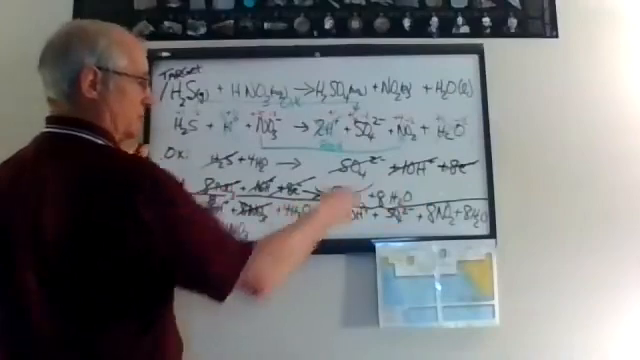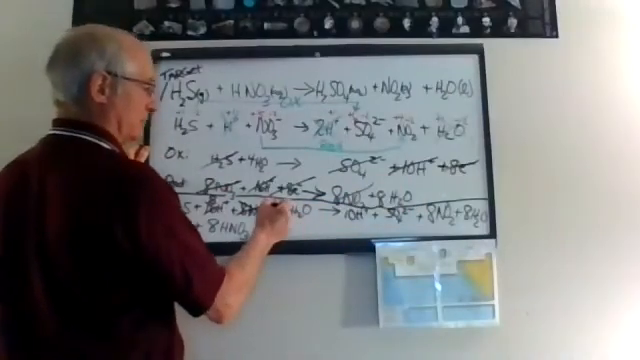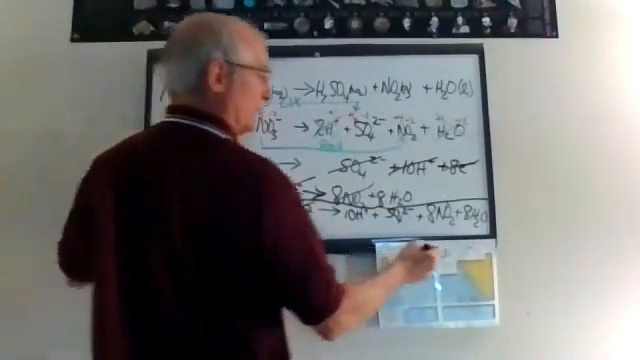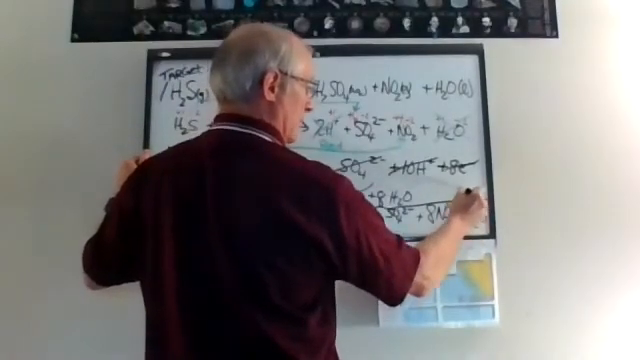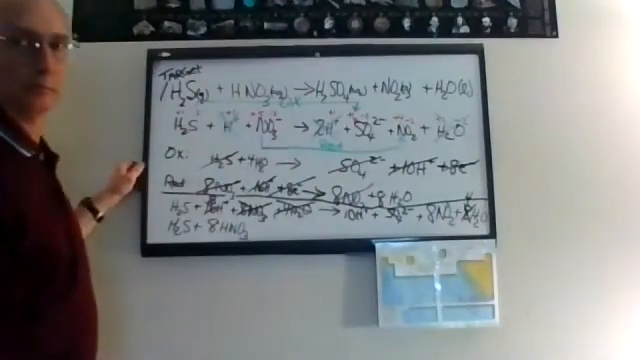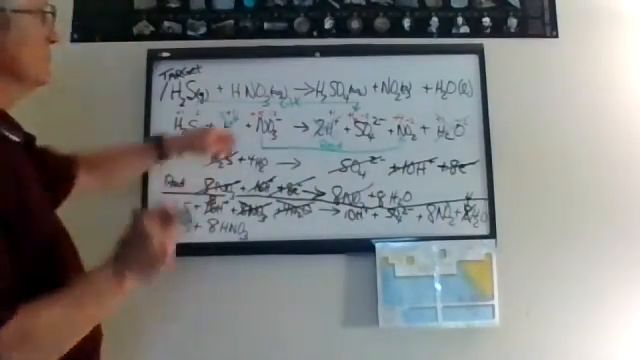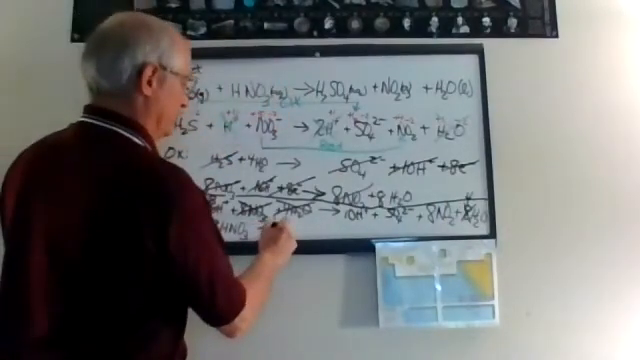We're going to subtract 4 from both sides. Subtract 4 from both sides. So what does that make this? 4 waters. Put the arrow there.